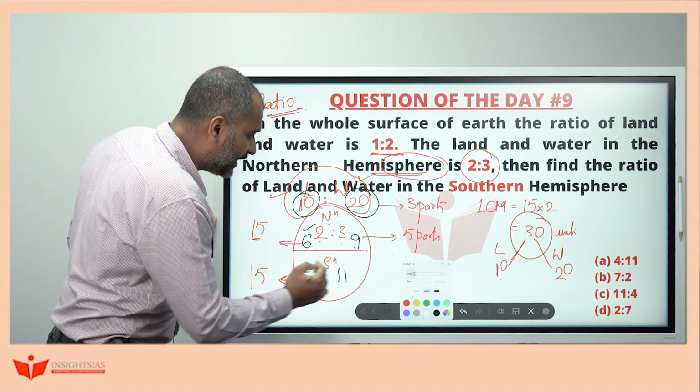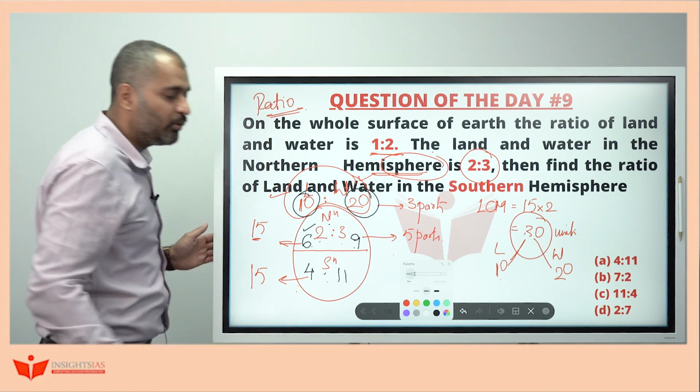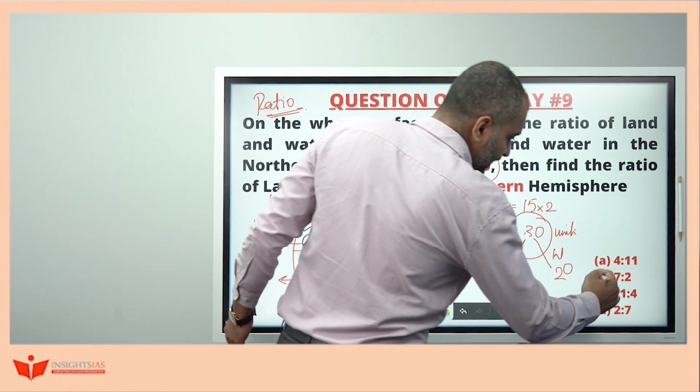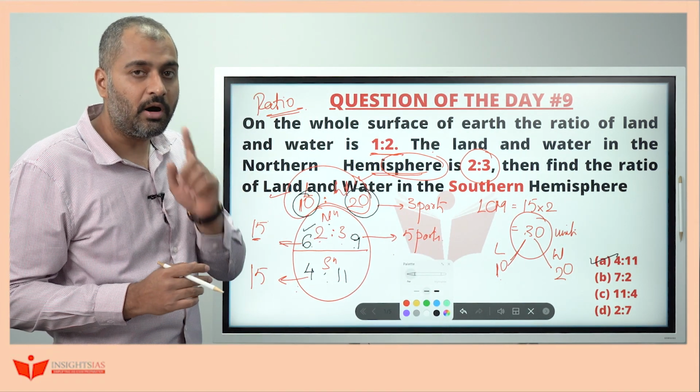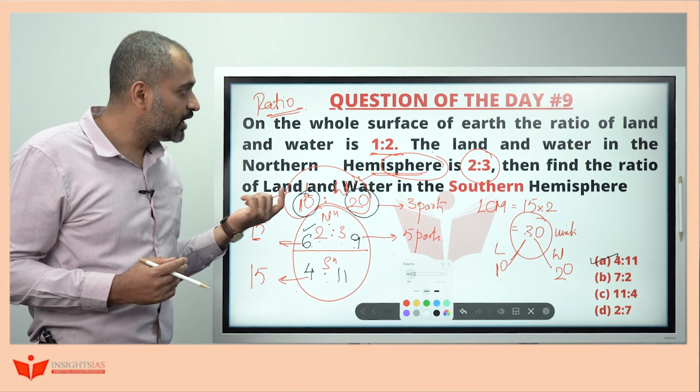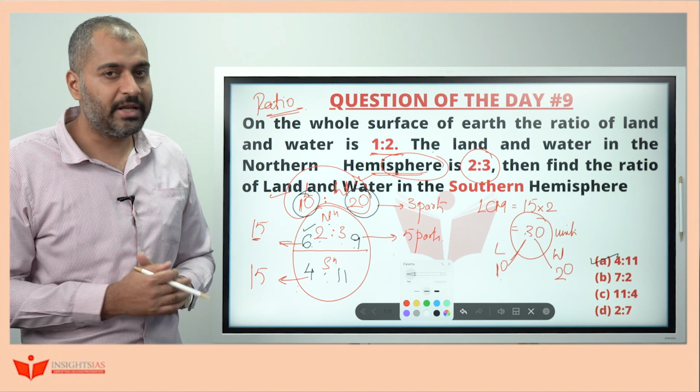So, what is the ratio of land and water here? It's nothing but 4:11. Do you have 4:11? Yes. And we have 11:4 also. Be cautious about the order of the ratio. Know this one. This is one standard question. Around this, many questions can be framed.